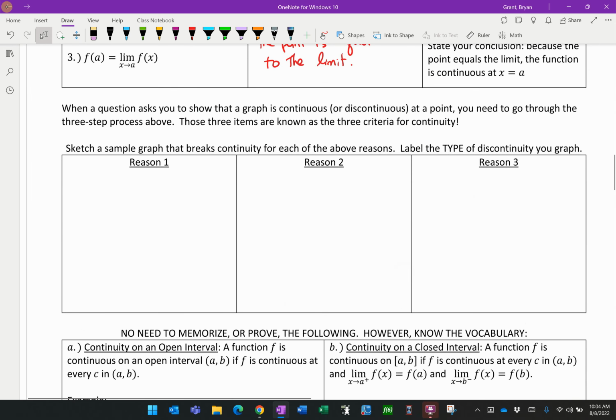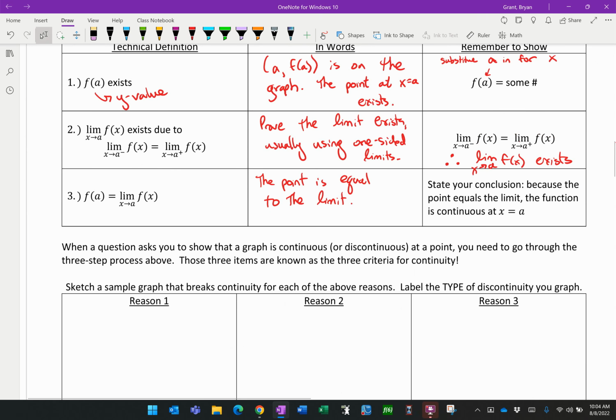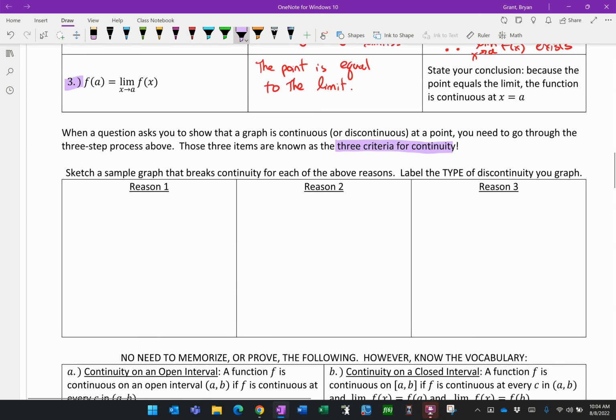Now, when a question asks you to show that a graph or an equation or anything like that is continuous, or the opposite of continuity, discontinuous, you do need to go through all 3 steps. The 3 items above are known as the 3 criteria for continuity, 1, 2, 3. So let's make sure we can do the opposite first. Let's understand why each of those had to be there for our function to be continuous, and then we can move on to some practice.